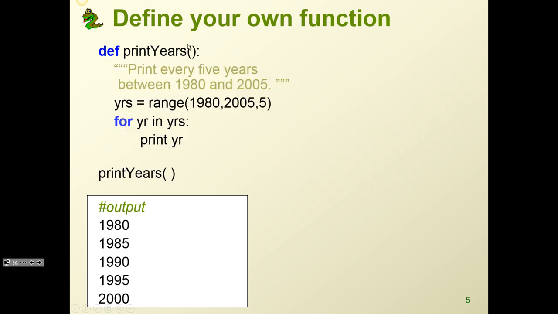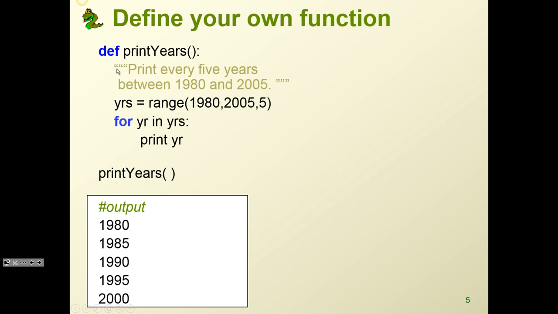And then parentheses. Now there may or may not be something inside the parentheses. We'll get to that in a minute. And then a colon. And after the colon, indentation. It's an indented block of code because it's defining a function. All of the stuff that's indented after the def statement is part of the function.